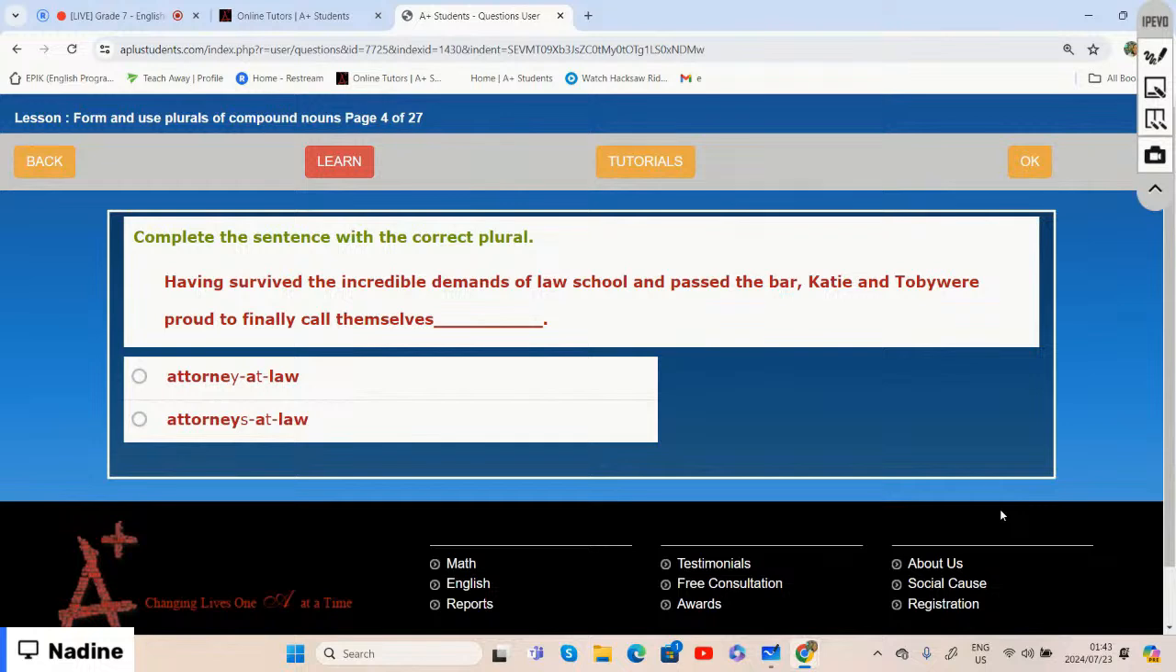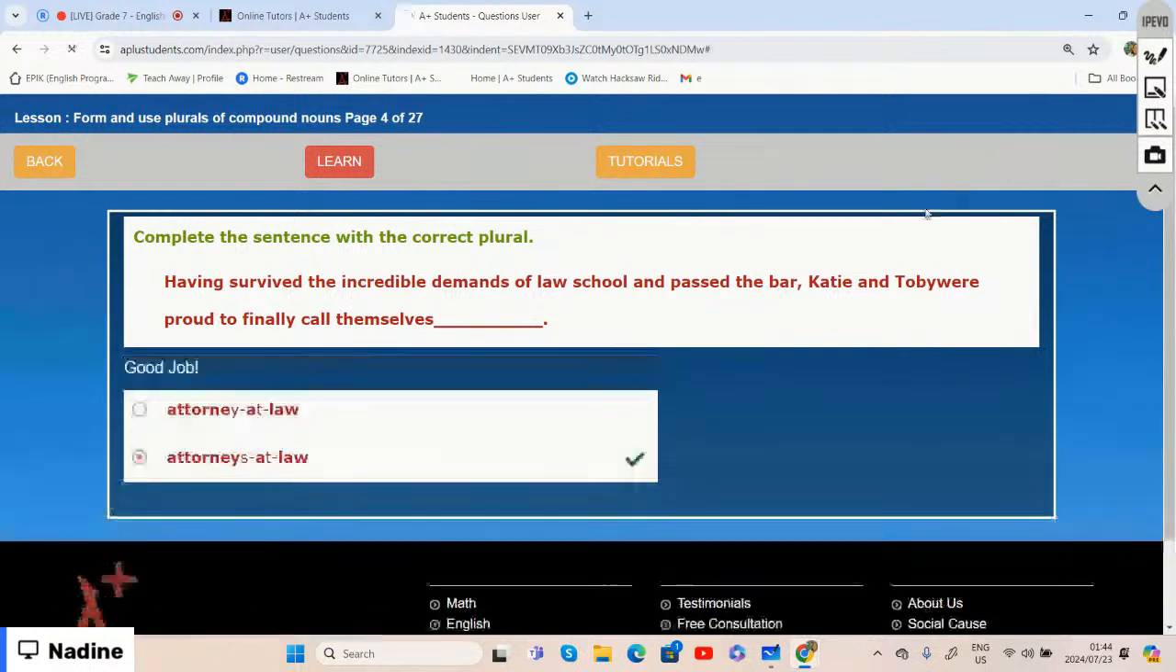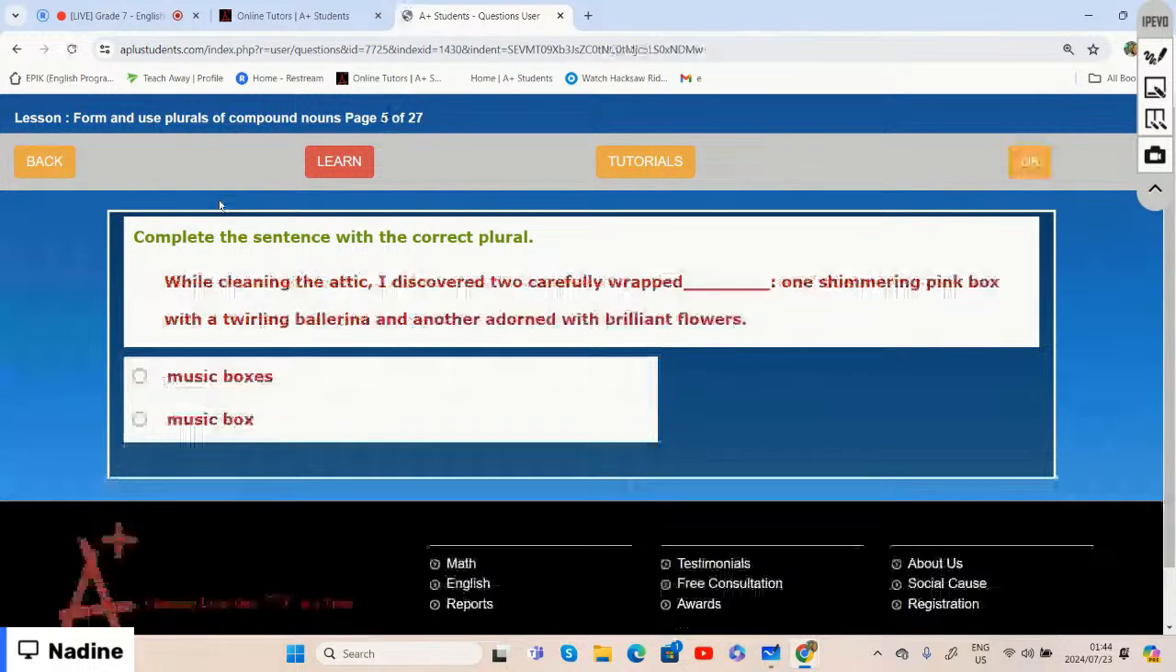All right, so we can say, having survived the incredible demands of law school and passed the bar, Katie and Toby were proud to finally call themselves, do we say attorney at law, or Katie and Toby, they can call themselves attorneys at law. All right, so well done. Well done. So we will say attorneys at law because it's more than one person, right? So well done. Almost done.